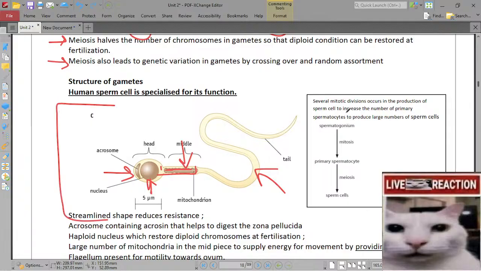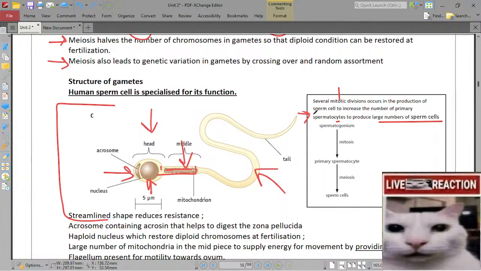Several mitotic divisions occur in the production of the sperm cell, to increase the number of primary spermatocytes to produce a large number of sperm cells. So the production of sperm cells is almost the same way you would imagine the reproduction of unicellular organisms, right? If this is unicellular, when this divides it's going to be through mitosis, right? So mitotic divisions occur when we try to produce more of these cells, to increase the number of cells.